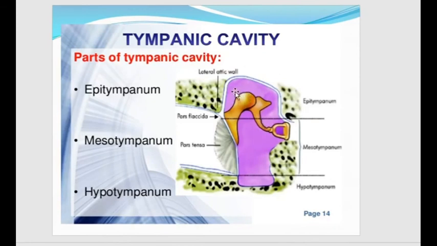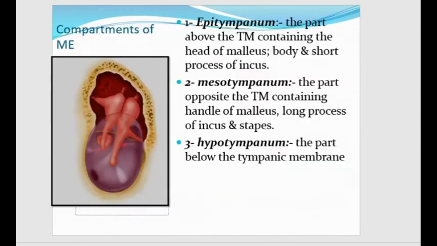Now the tympanic cavity has 3 parts. The upper part is called the epitympanum or the attic. The middle part is called the mesotympanum, which contains approximately part of the ossicles, because most of them are in the epitympanum, the attic. And the hypotympanum is the lower part of the middle ear cavity.